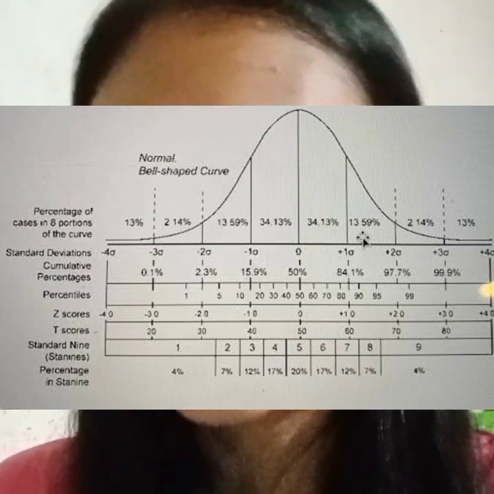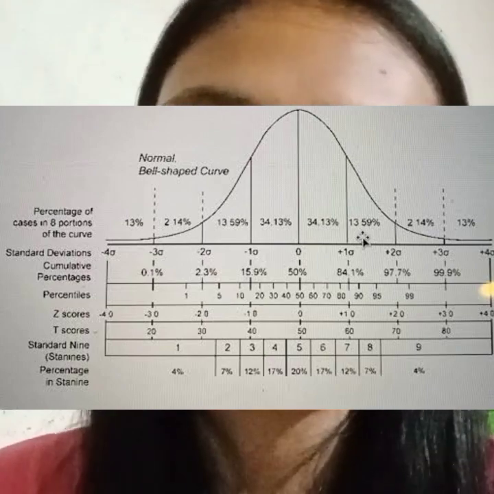Below the t-score, we have the standard nine or stanine. The system expresses the test result in nine equal steps, which range from 1 as lowest to 9 as highest. A stanine score of 5 is interpreted as average, with the following verbal interpretation: very high, above average, average, below average, and lastly, very low.